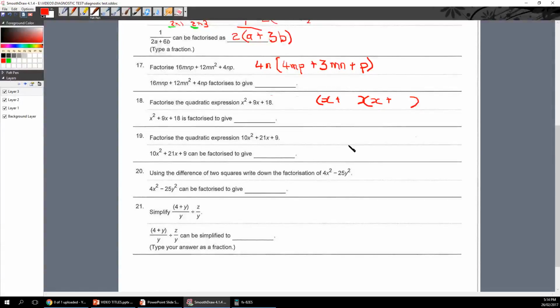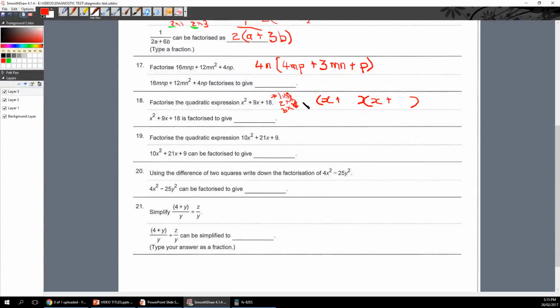If they're both plus, everything's plus. Now what we're looking for here is factors of 18. So we can go 1 times 18, 2 times 9, and 3 times 6 are all factors of 18.